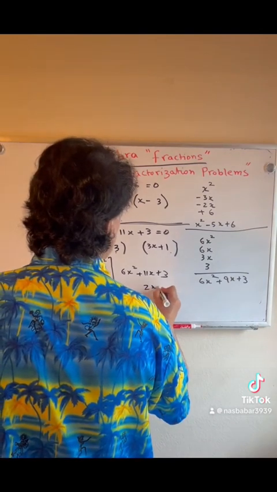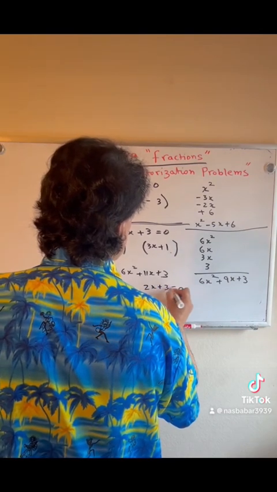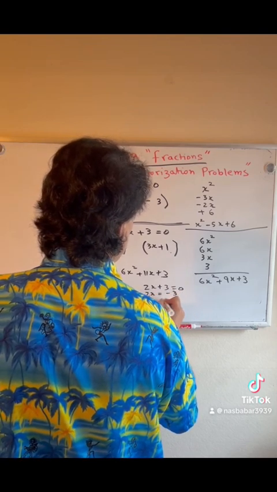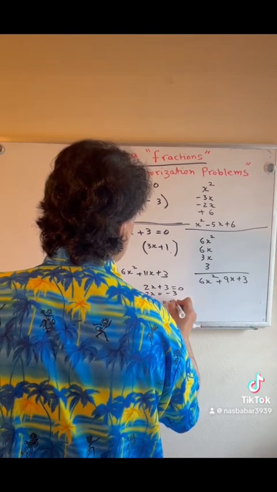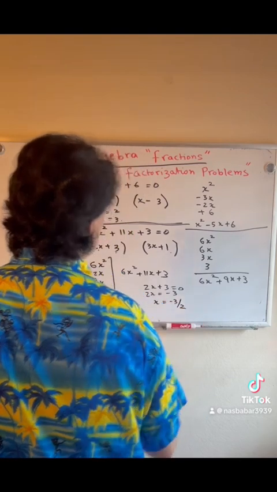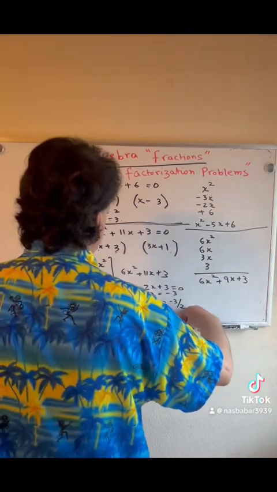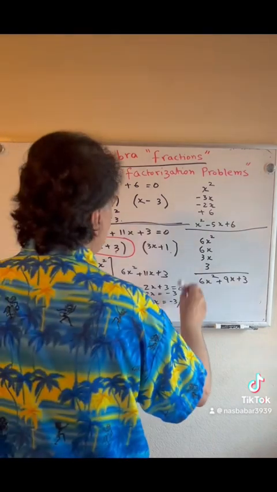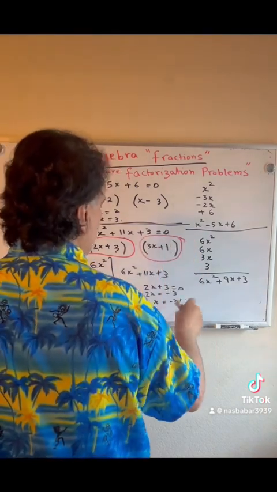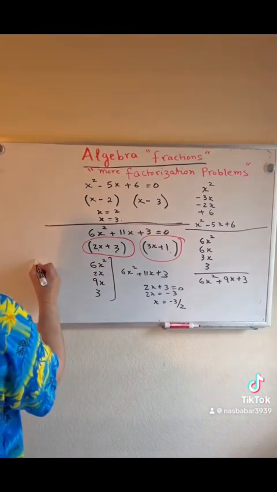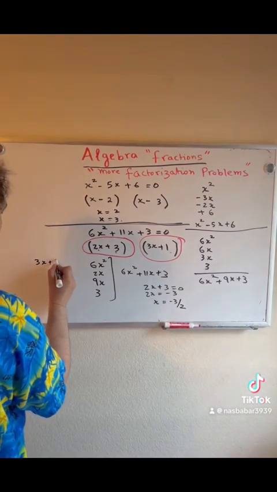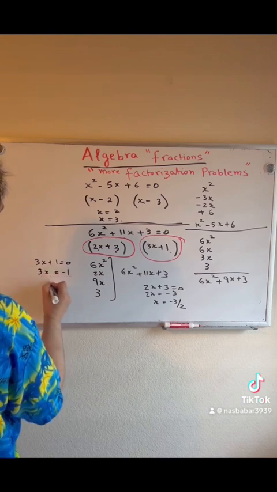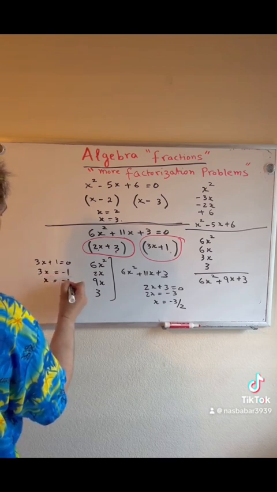2x plus 3 is equal to 0, so 2x is equal to minus 3, and x is equal to minus 3 over 2. That's my one answer. And for the other factor, 3x plus 1 is equal to 0, so 3x is equal to negative 1, and x is equal to negative 1 over 3.